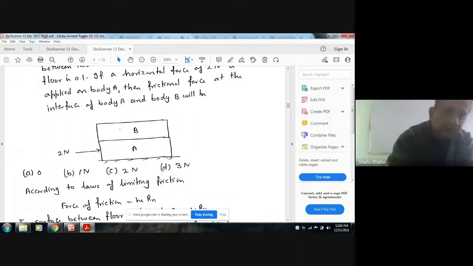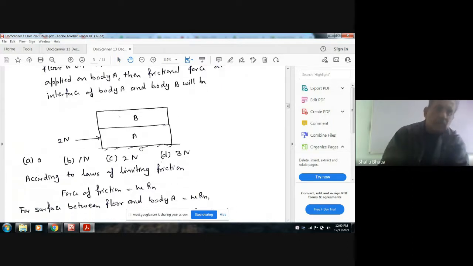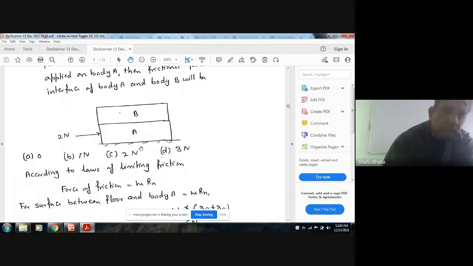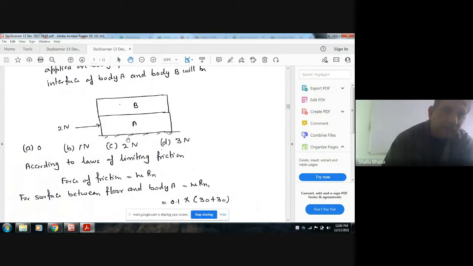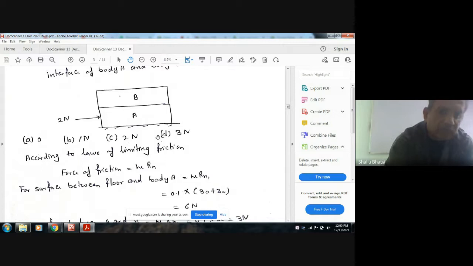So this is body A that is acting on the floor, and body B is acting on A. Now, first of all, considering the limiting friction case. If we consider the limiting force of friction, then the force of friction will be mu Rn, between A and floor and between B and A. Rn is the reaction.